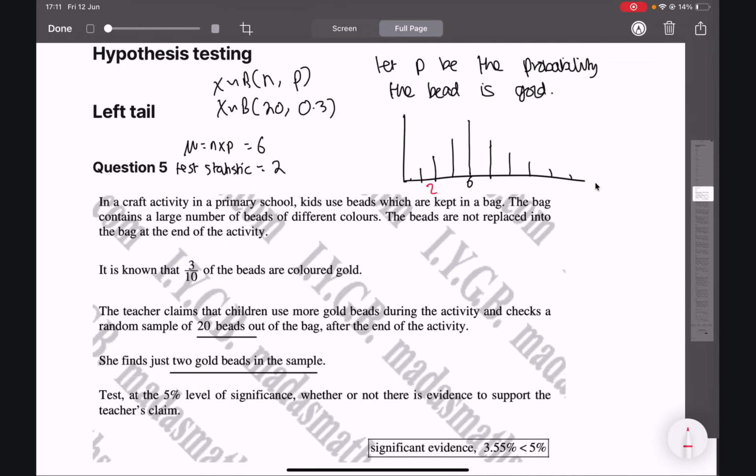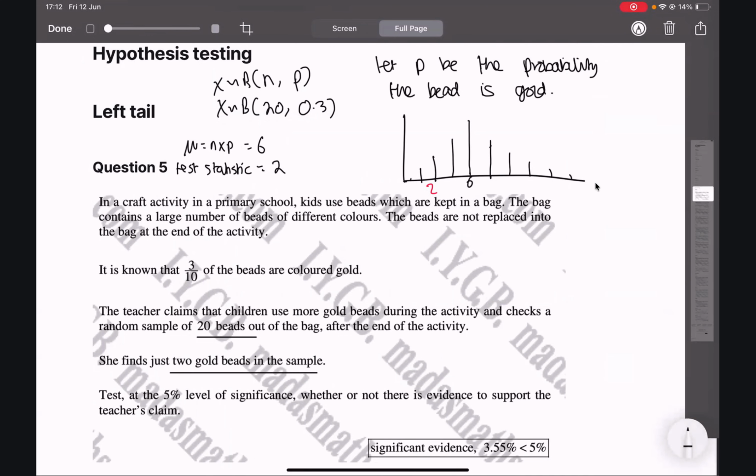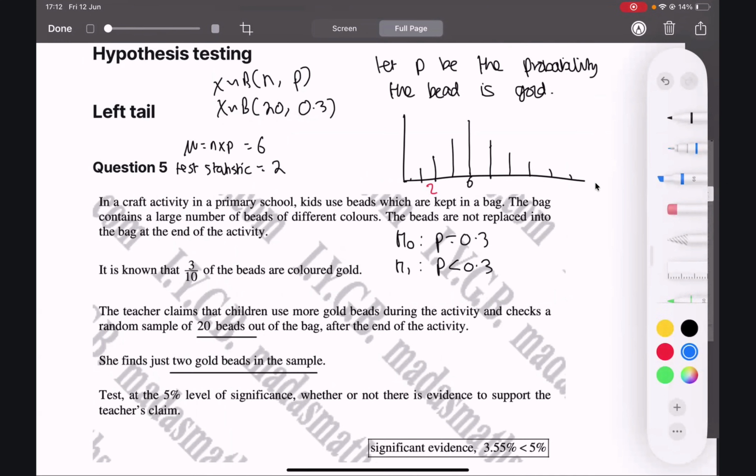The null hypothesis was that p is 0.3. Based on that test statistic, they're trying to suggest that the probability has decreased. So we're going to say p is less than 0.3. And all you ever do is you end up working out the probability of that left tail or of that right tail based on the test statistic. So we're just looking for these probabilities.